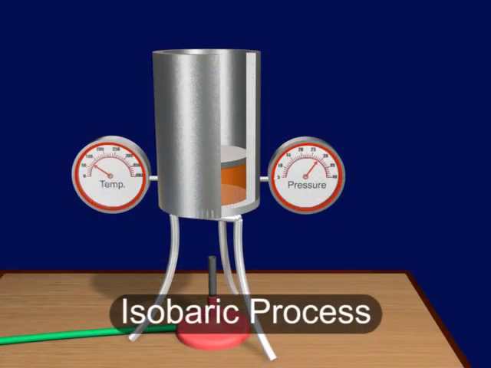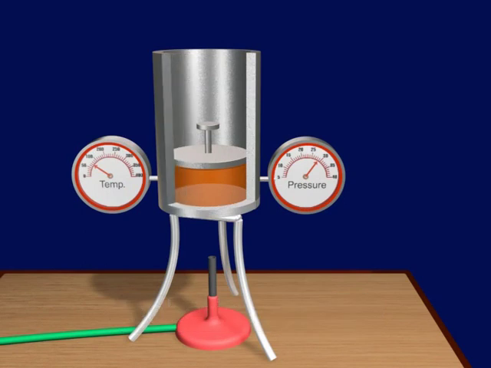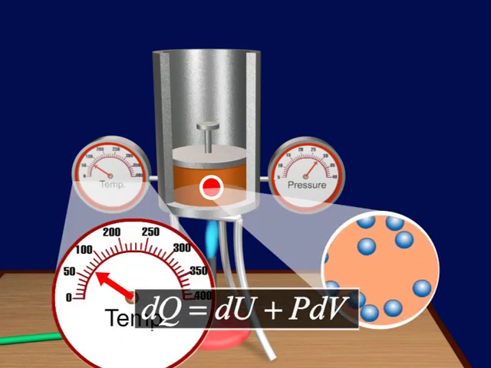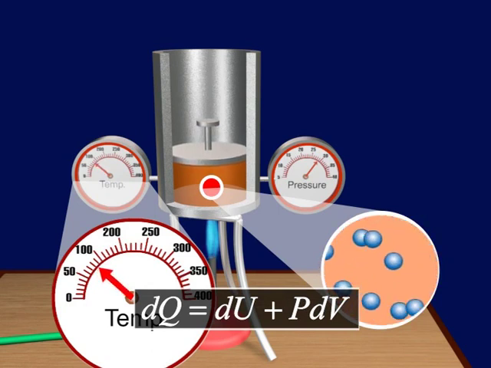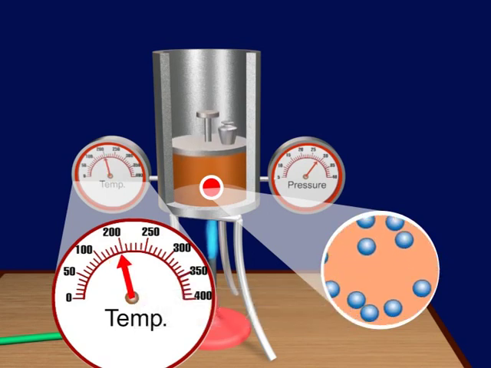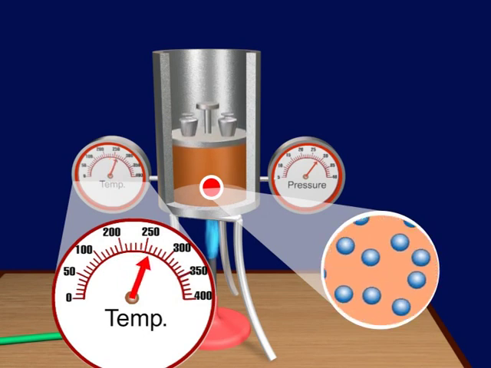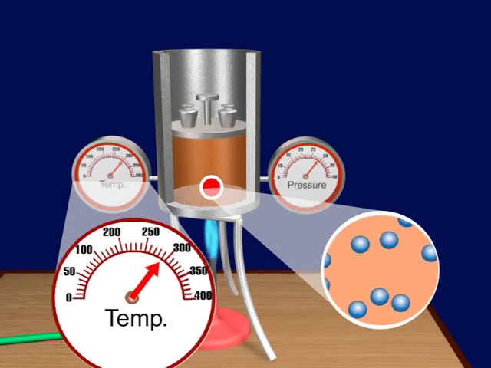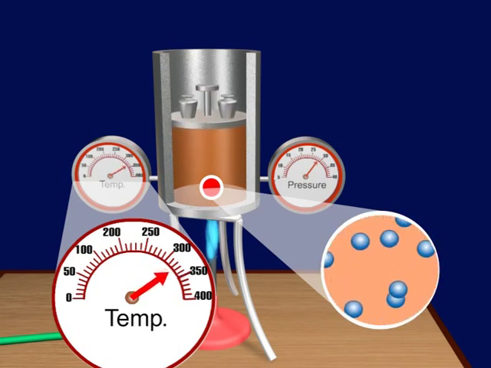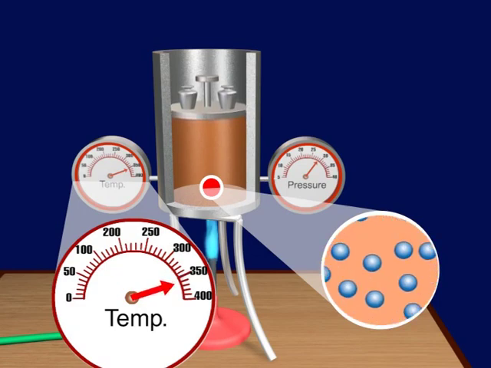In an isobaric process, pressure of the system remains constant when heat energy is supplied to the system. So, according to the first law of thermodynamics, dQ would be equal to dU plus P dV. That is, if heat is absorbed by a system at constant pressure, it is used to do work against the piston as well as to increase the internal energy.